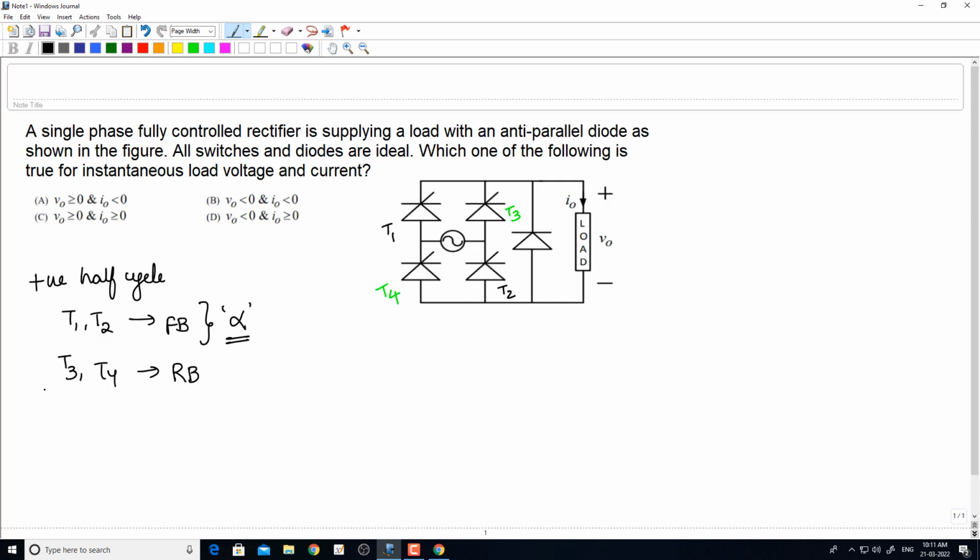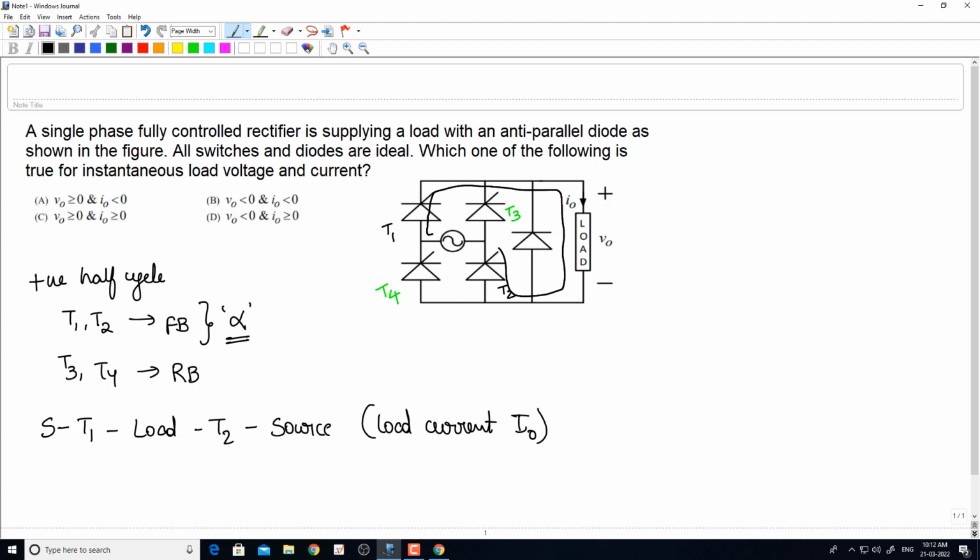follows the pattern like this, that is source, T1, load and then T2 and again source. This is the load current direction. Load current means that is I0. It will flow like this. This is the direction of the load current I0.